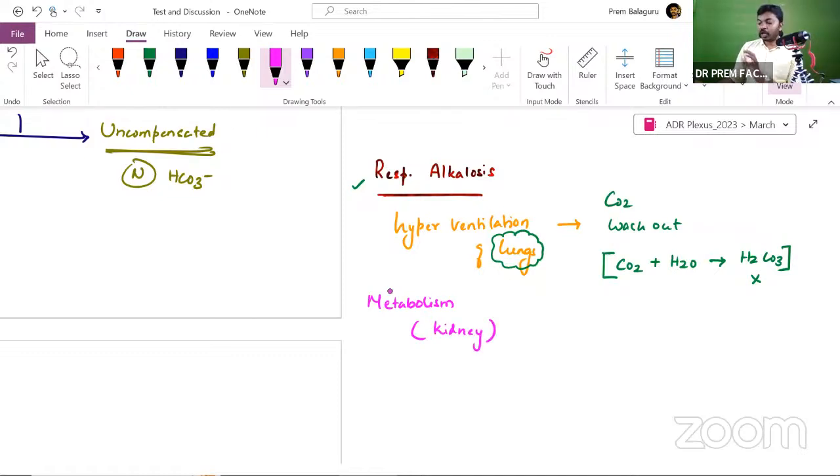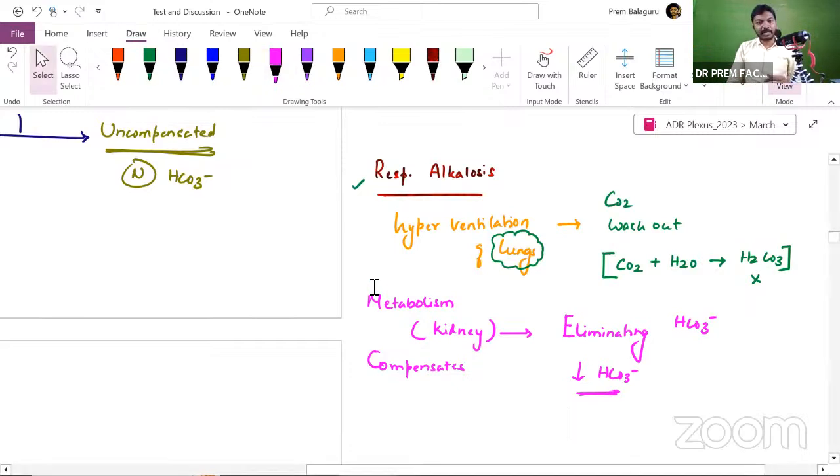So how does the kidney compensate this problem? The patient already has too much bicarbonate. So the kidney compensates by eliminating more bicarbonate. By eliminating bicarbonate, the kidney stops reabsorbing bicarbonate from the proximal tubule, and eliminates bicarbonate. This will lead to a reduction in bicarbonate levels. So if you see a drop in bicarbonate level, this tells you it is a case of compensation. If it is not, it is a case of uncompensation.